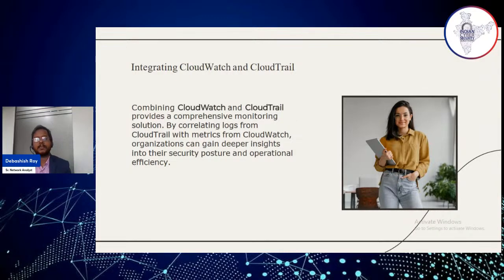You have to integrate the CloudWatch with the CloudTrail. Now, combining this CloudWatch and CloudTrail provides a comprehensive monitoring solution. By correlating logs from CloudTrail with metrics from CloudWatch, so both should be combined, because CloudWatch is monitoring your server health issues, and CloudTrail the specific API services from your account. So both should be used in conjunction, and organizations can gain deeper insights into their security posture and operational efficiency.